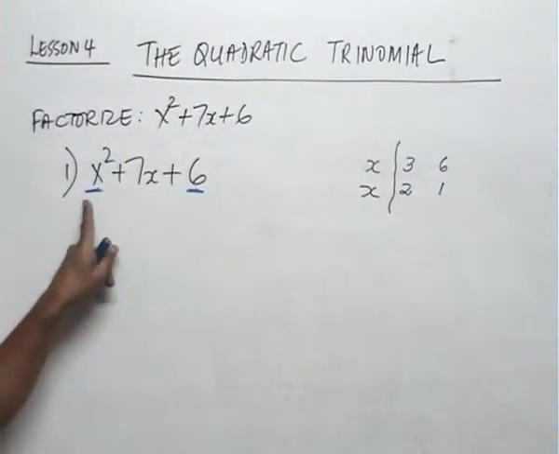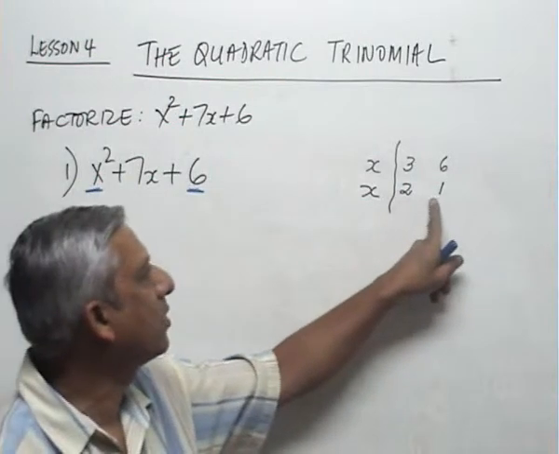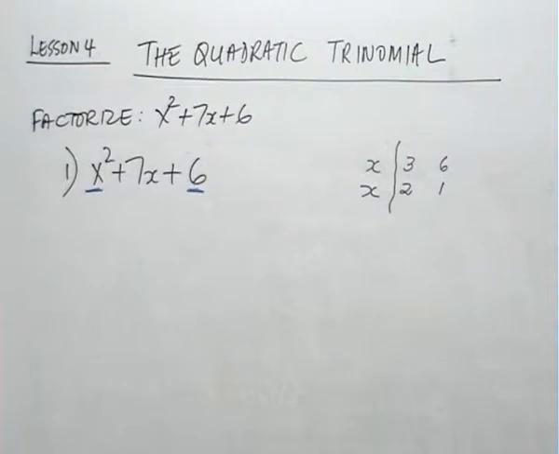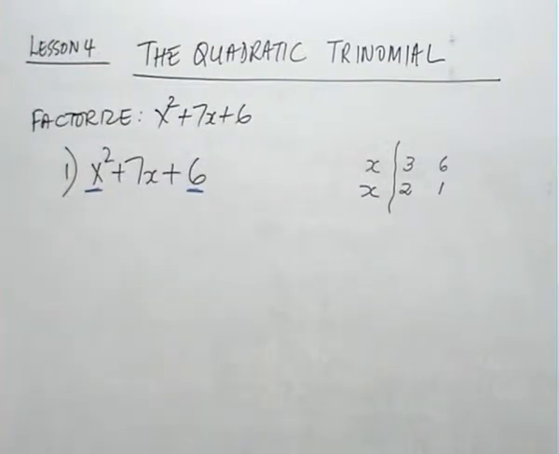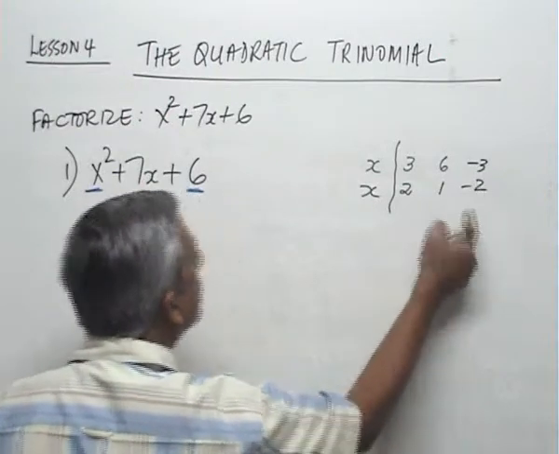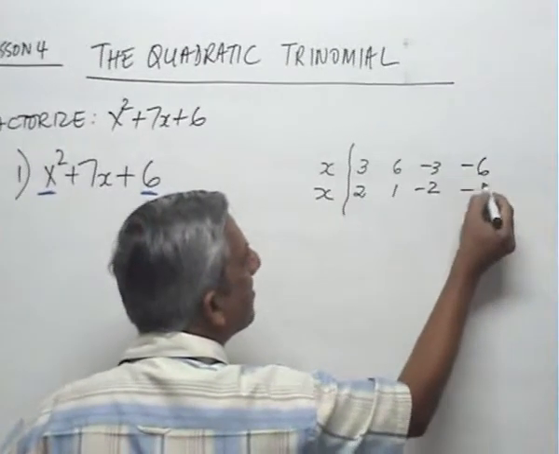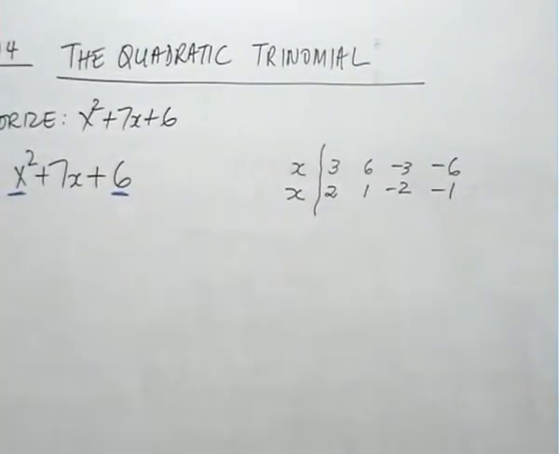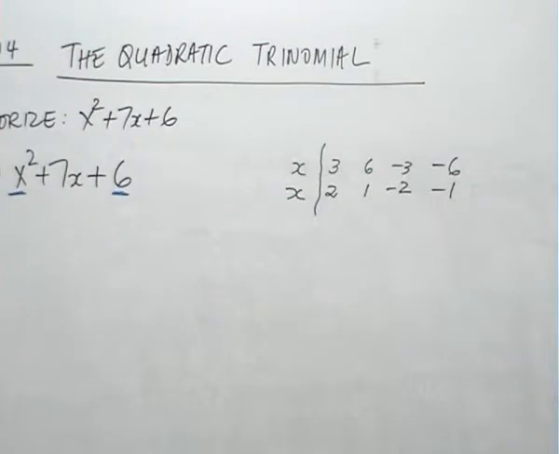Now you see, in this example everything is positive. Therefore, I only have to worry about positive numbers. But the moment there's a minus sign inside here, then I must also worry about negative numbers. So I'm just going to write it, although I don't need it. Minus 3 times minus 2 also gives you plus 6. Minus 6 times minus 1 also gives you plus 6. So now you're going to learn to think about the positive numbers and also the negative numbers.